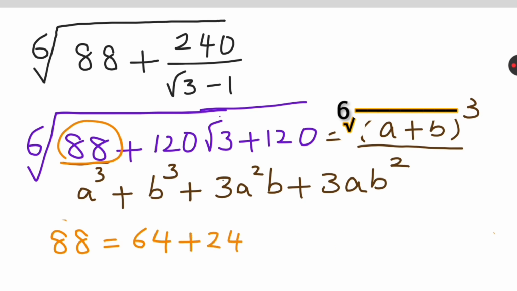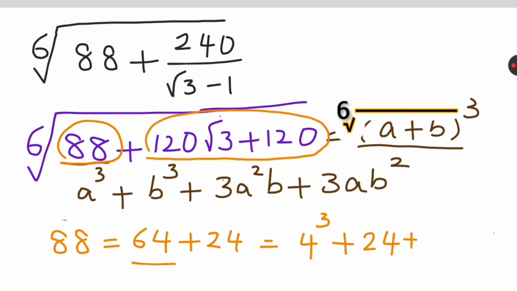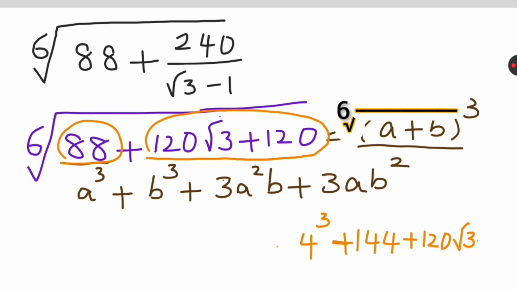So 88 I am going to write in terms of 64 plus 24. 64 is nothing but 4 cube, plus the remaining 24. And the remaining, what do we have? We have 120 root 3 plus 120. Just write that: 120 root 3 plus 120. Now observe this 24 and 120. After adding these two, you will get 144. So we converted 4 cube. That means we decided a as 4.